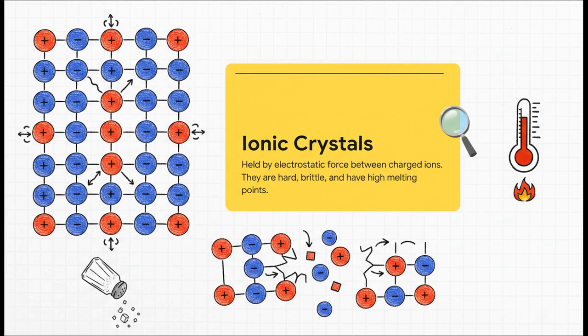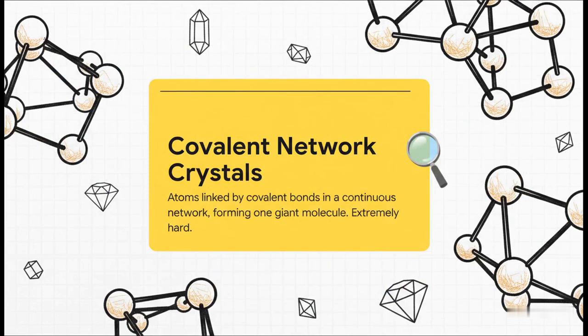Now, this strong attraction makes them hard and gives them really high melting points, but it also makes them brittle. If you try to shift the layers, suddenly the like charges align, they repel each other, and the whole crystal just shatters.